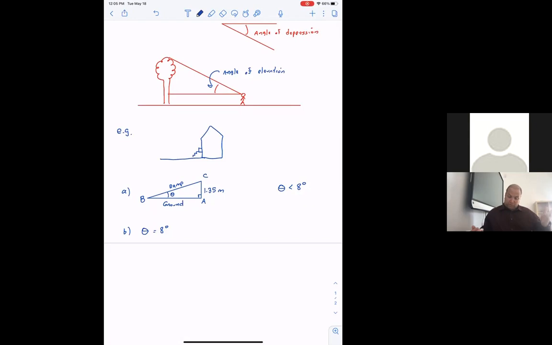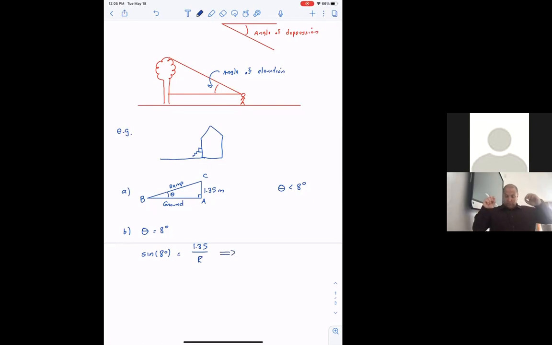Well, it's a right triangle. We can't use the Pythagorean theorem because we only have one side, so we have to go to SOHCAHTOA. So we want the hypotenuse, opposite, hypotenuse. Ooh, that's sine. So sine of 8 degrees equals opposite over, I'll use R for ramp.